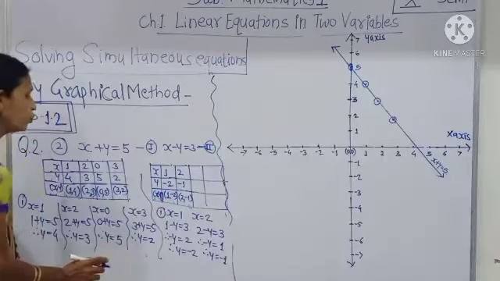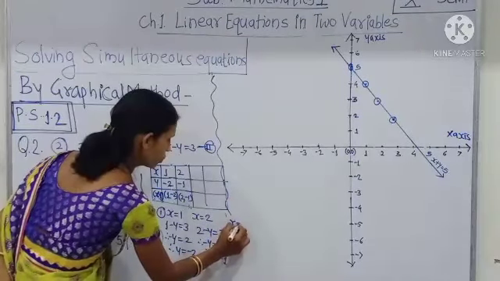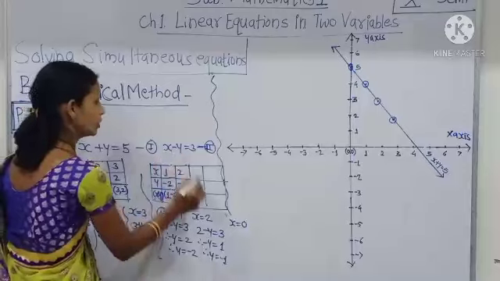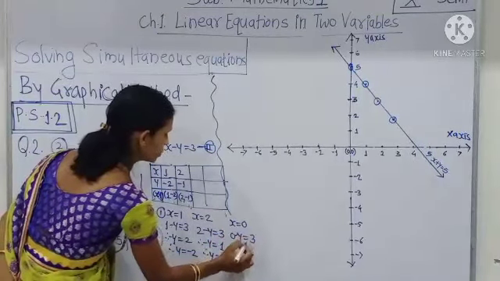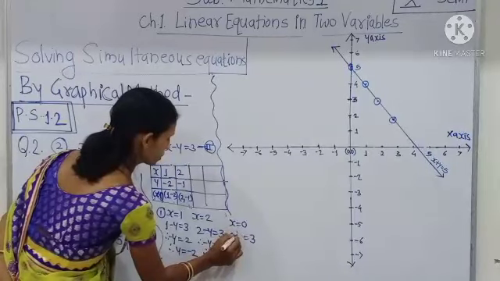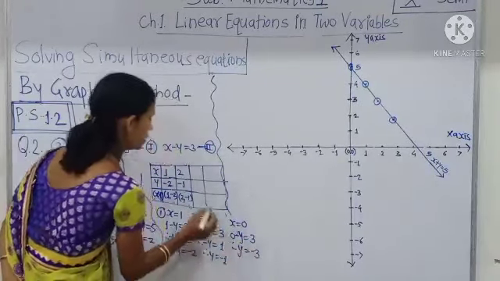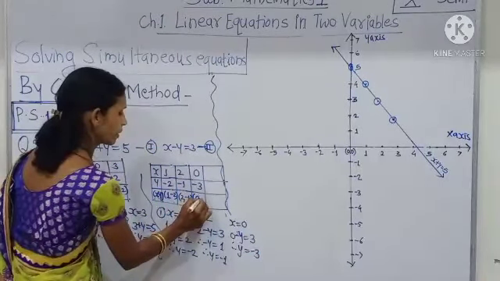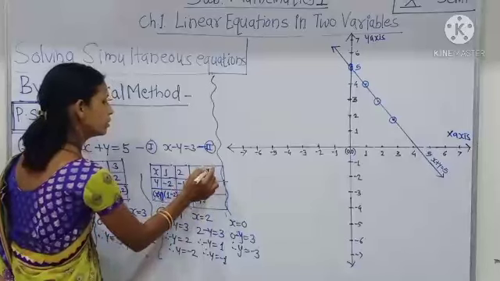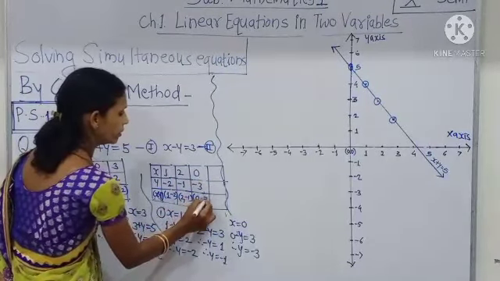Similarly, if we take x is equals to 0, then 0 minus y is equals to 3. Therefore y is equals to minus 3. That is, (0, -3) is the third ordered pair we obtained here.